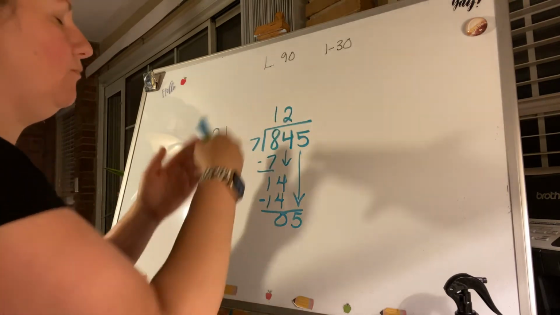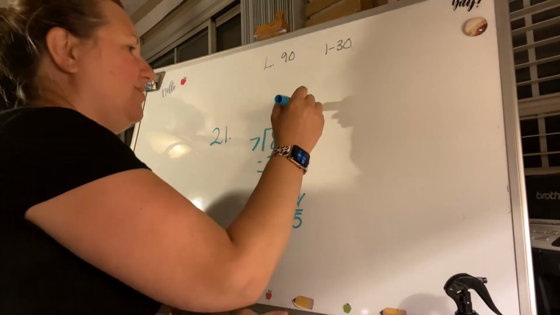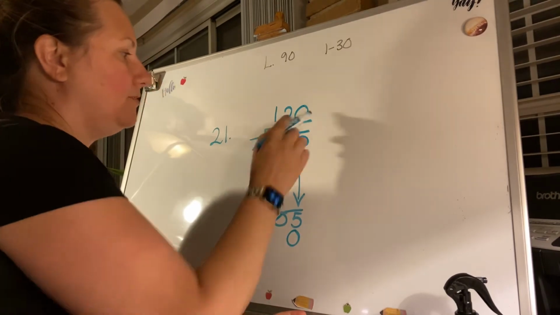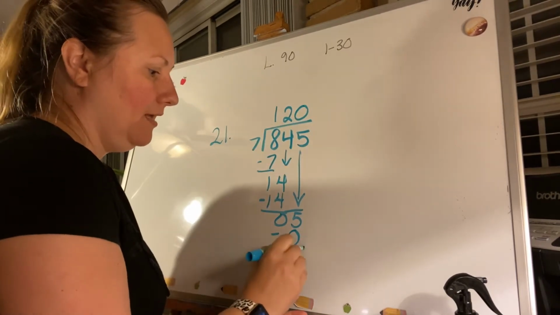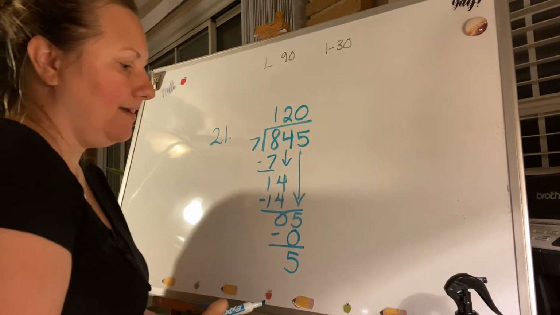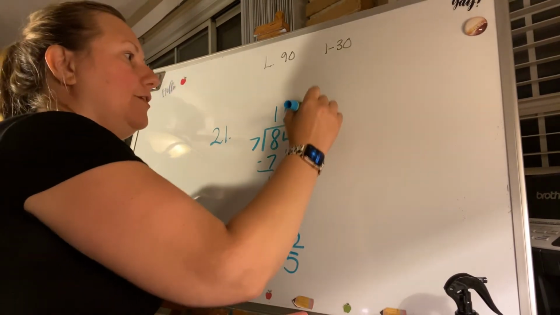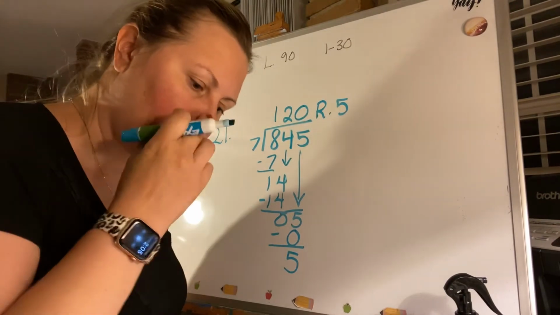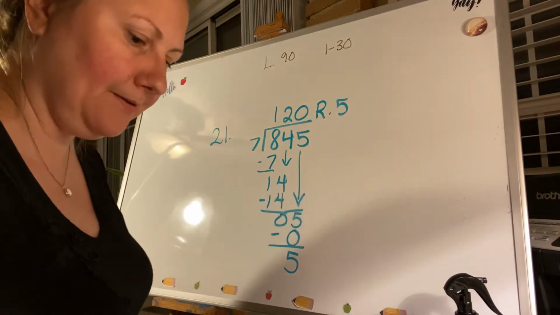Or what times 7 makes 5? There really is nothing, so we're going to just put 0. 0 times 7 is 0. That releases the 5 to be our remainder. 120, remainder 5. Okay, very good.